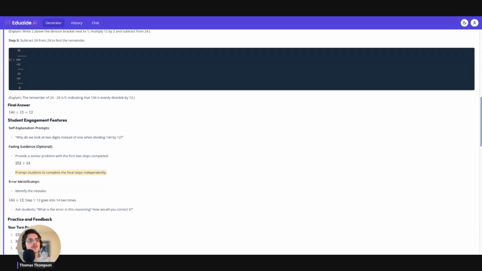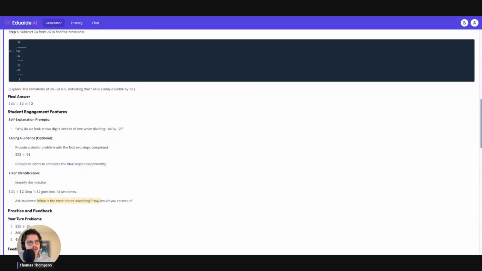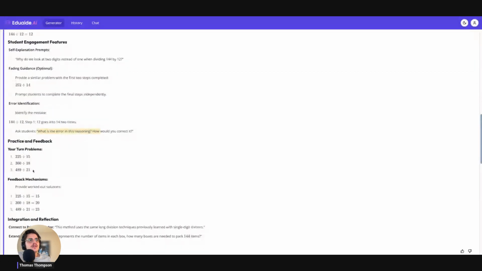We can identify common mistakes students may make and ask students, what is the error in this reasoning? How would you correct it? And then opening up to practice problems for themselves: 225 divided by 15, 360 divided by 18, 489 divided by 21.